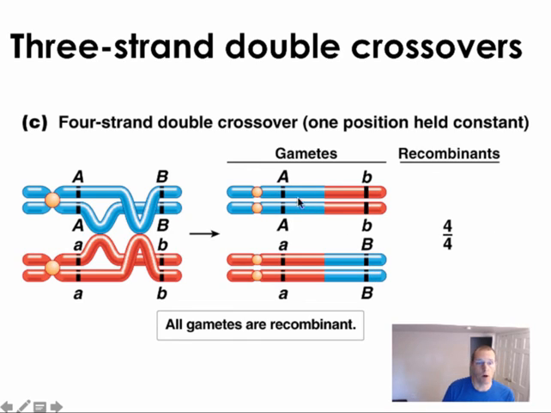How do we get that? Well, none of these gametes are the paternal genotype. None of them are big A, big B, and none of them are little a, little b. Okay, so that's our four-strand business.